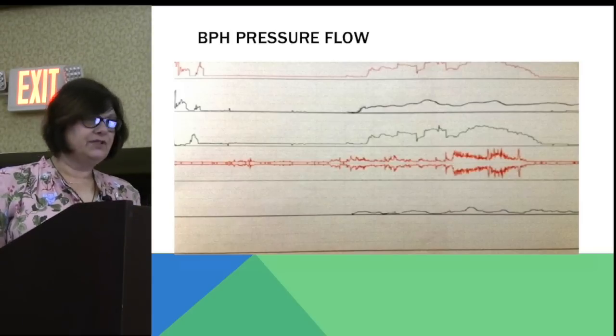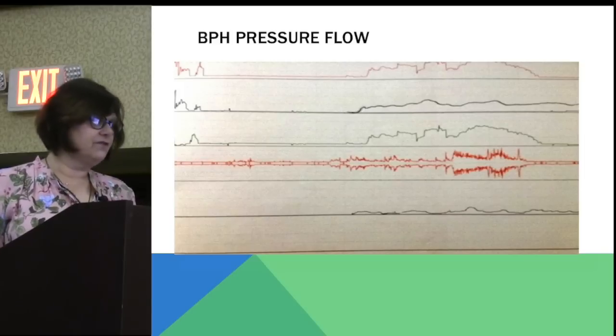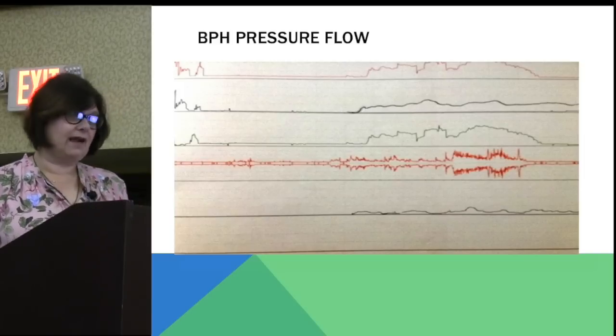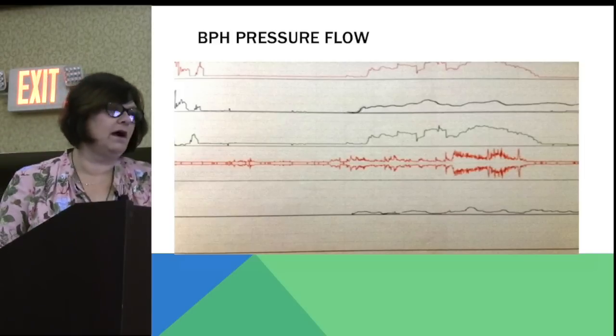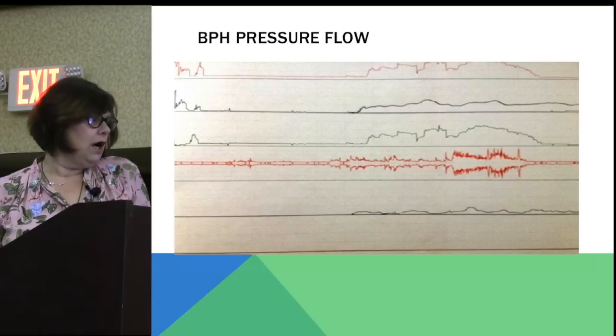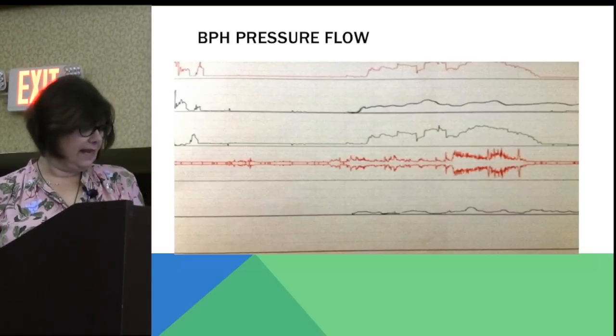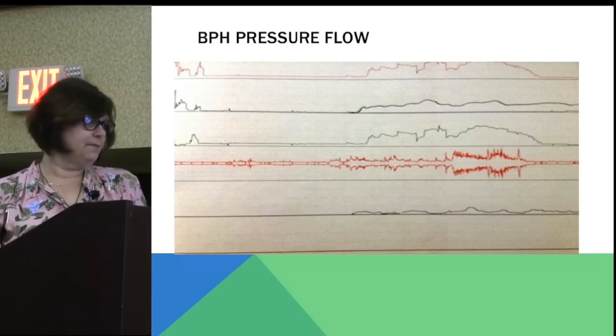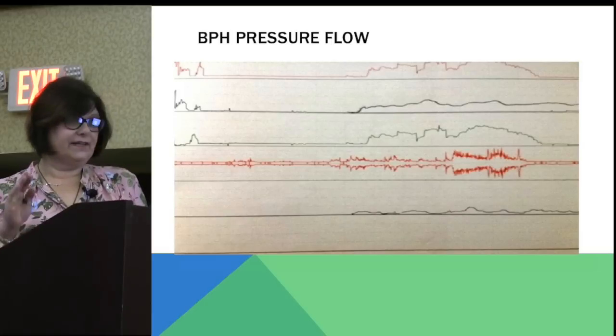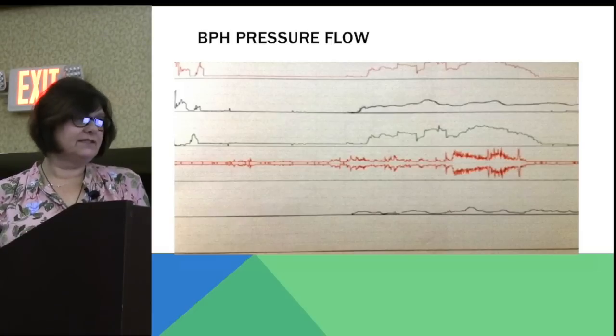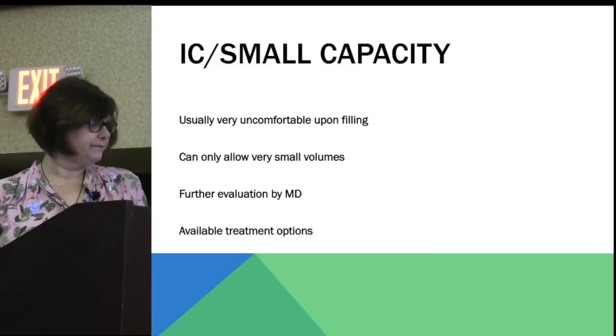You can also see the EMG line. The red line is very active. We really don't want to see that. That's the pelvic floor muscles fighting the bladder. And then the last line there, you can see the pattern, it's not a nice bell curve, it's intermittent, it kind of stops and starts. So that's very typical for a guy with BPH.